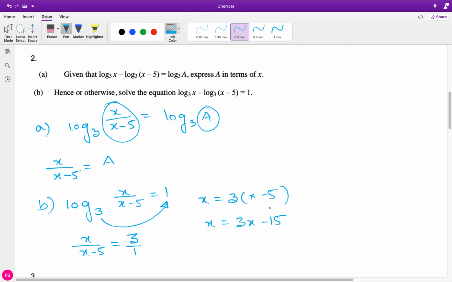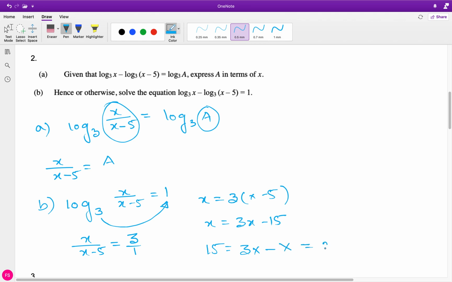I will move all the numbers to one side and the variables to one side. I just have one number, so let's move it. Negative 15, if you move it to the other side, it becomes positive 15. You have 3x this side. If you move the x to the other side, it becomes negative x.